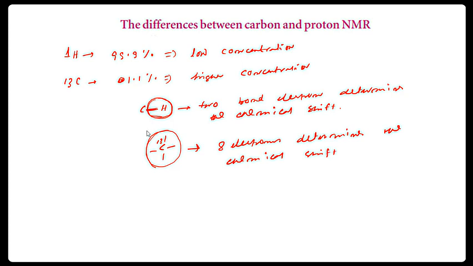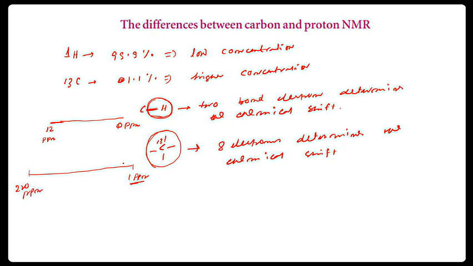As a result, if you look at proton NMR spectroscopy, the chemical shift range is very low, starting from 0 ppm and ending around 11 or 12 ppm, because the chemical shift range only depends on two bond electrons. But here, with 8 electrons, the range is much higher, starting from 0 ppm and going up to almost 220 or 230 ppm.